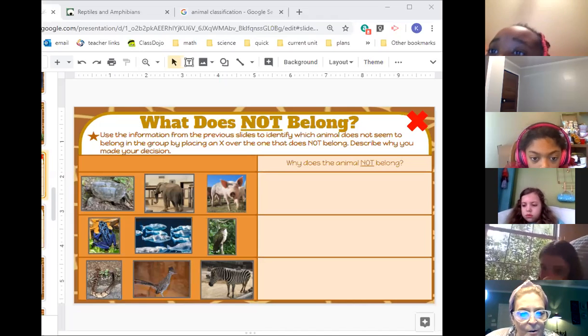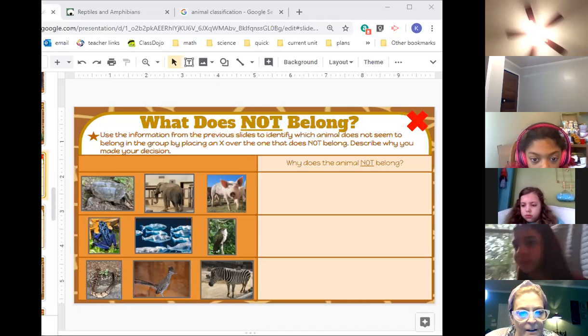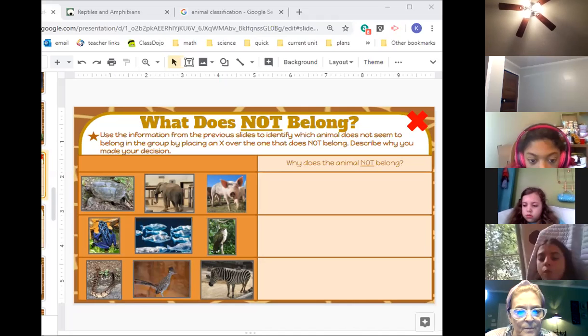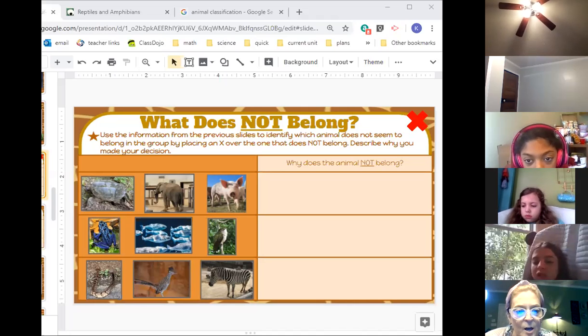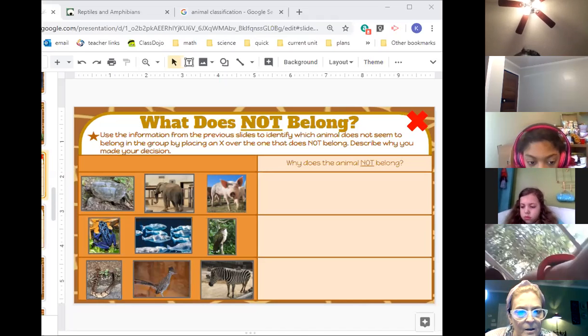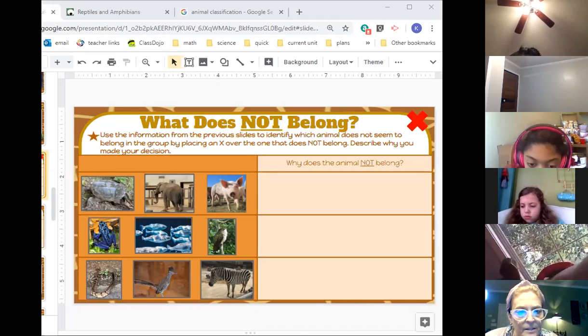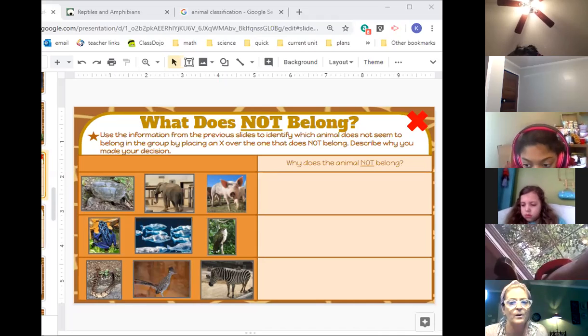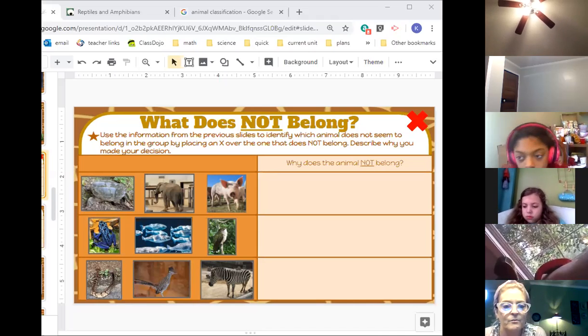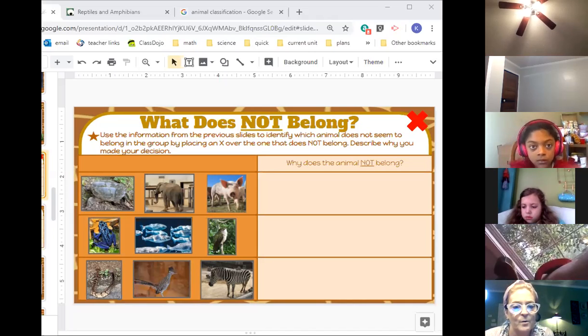The bird, because it gives birth to live babies. Well, birds actually lay eggs. But that was a good idea. Ryland says the zebra and the bird are warm-blooded, but the snake is cold-blooded. Good observation, Ryland. Quinn said the snake is a reptile. And Skylar added about the zebra.